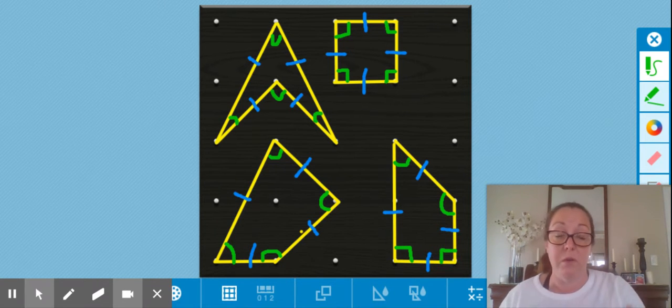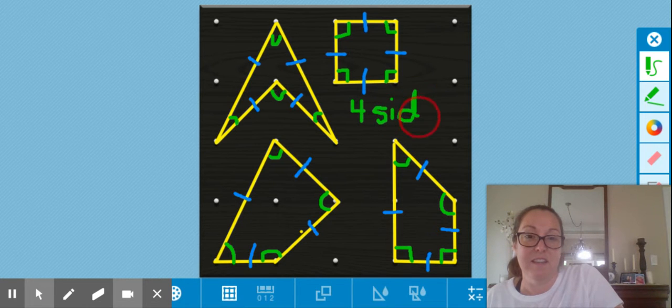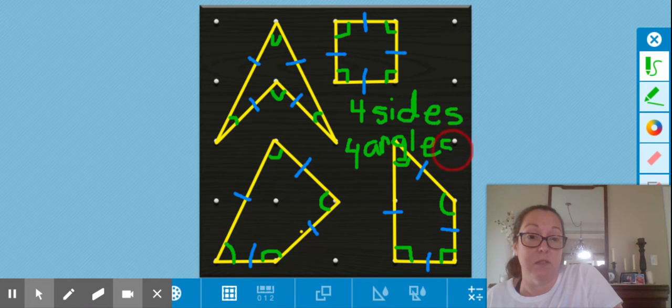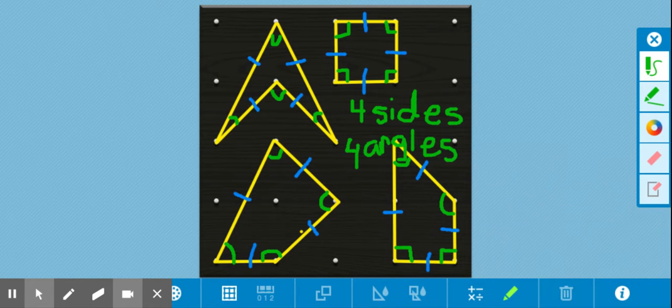Okay. So basically what we're seeing is that these shapes here have 4, I'm going to see if I can write it, sides. Yep, 4 sides, 4 angles. You'll be able to do all of this when you come to this site too, if you want to make some shapes. All right, 4 sides, 4 angles. All right, now we're going to flip over to my next slide.